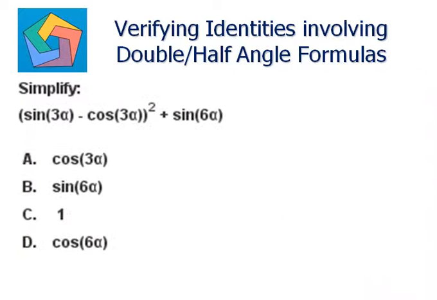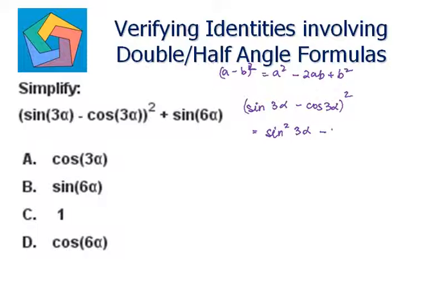Next problem. Simplify sin 3 alpha minus cos 3 alpha whole squared plus sin 6 alpha. First of all, let's apply a minus b whole square here. That's a square minus 2ab plus b square. So, we have sin 3 alpha minus cos 3 alpha whole square. This is equal to sin squared 3 alpha minus 2 sin 3 alpha cos 3 alpha plus cos squared 3 alpha.